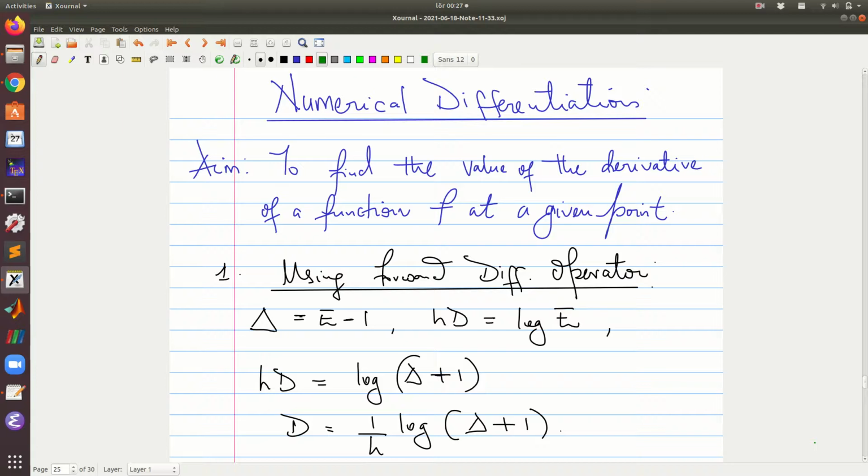Hi and welcome to this section where we would like to look at numerical differentiation. So our aim is to find the value of the derivative of a function f at a given point.